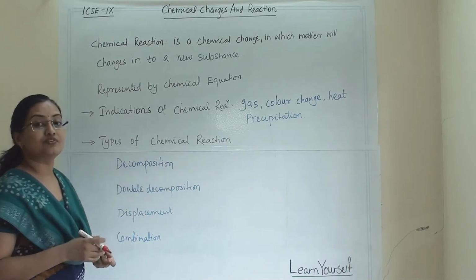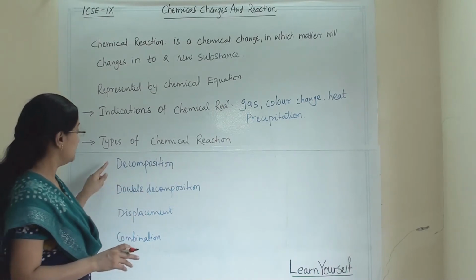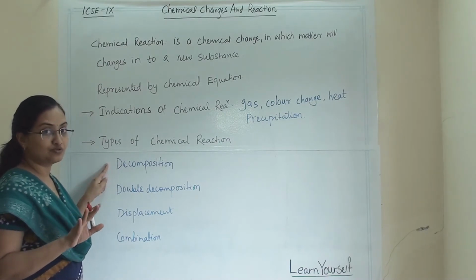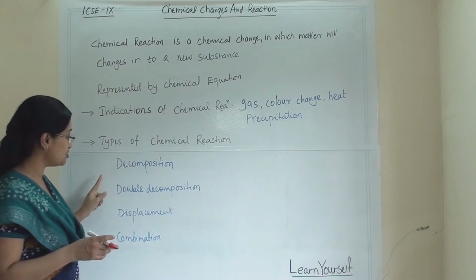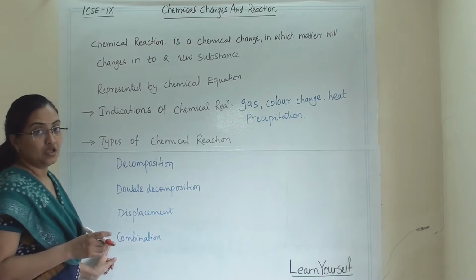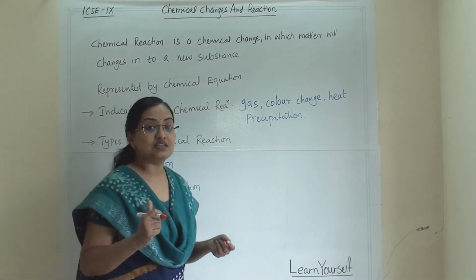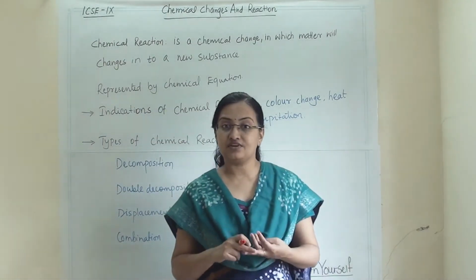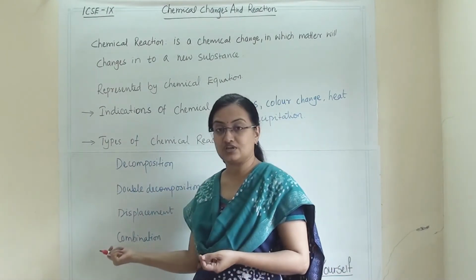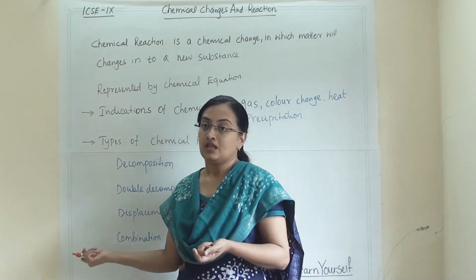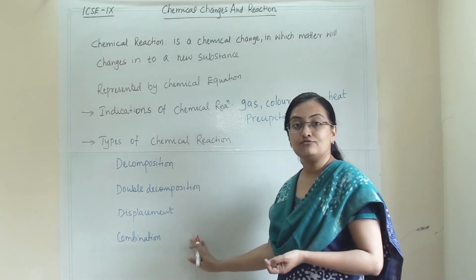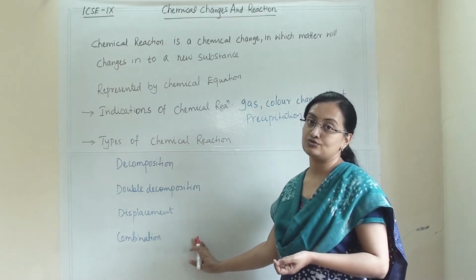What all types of chemical reaction will be there? Basically, 4 main types of chemical reaction we are going to study in this chapter: decomposition, double decomposition, displacement and combination. And for all these reactions we are going to study the definition, the explanation, and examples related to each type of reaction. So all the examples based on these types of chemical reaction we are going to study.